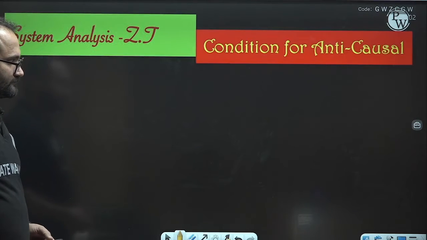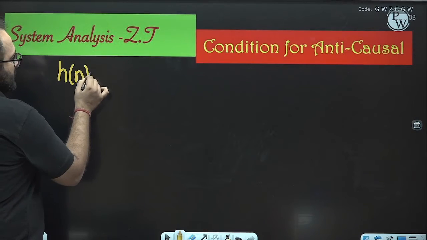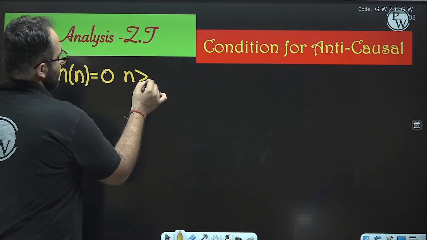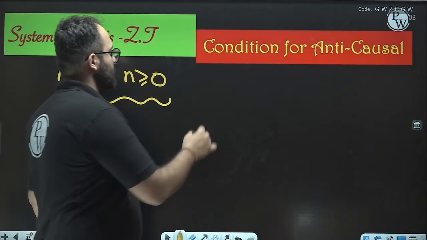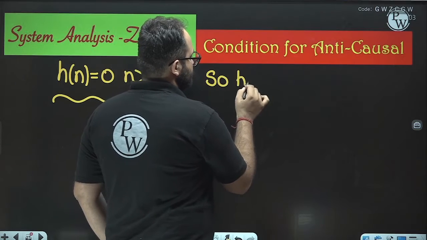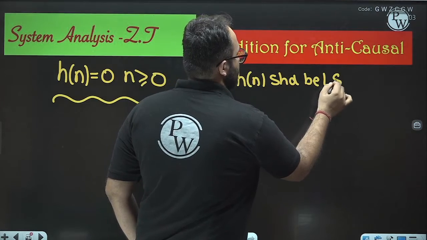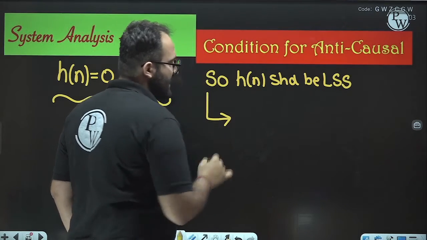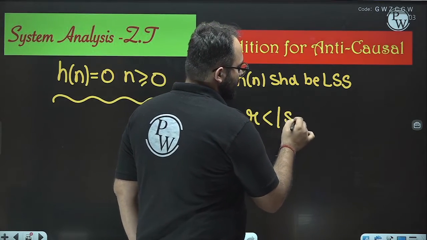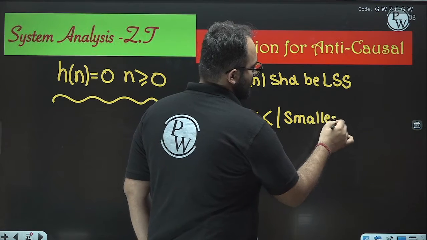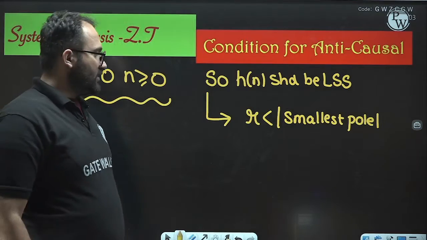Now, for anti-causal, if you remember, the property is h(n) should be 0 for n greater than or equal to 0, which means it should be a left-sided signal. Now, for a left-sided signal, the format of the ROC is R less than the magnitude of the smallest pole. R should be less than the magnitude of the smallest pole, the first condition.